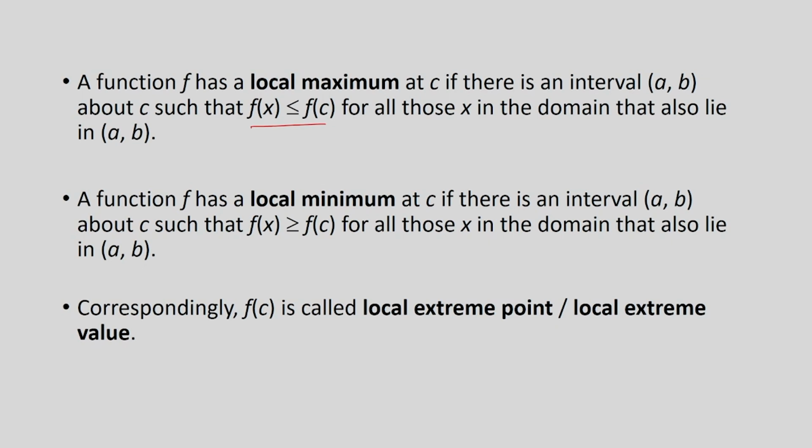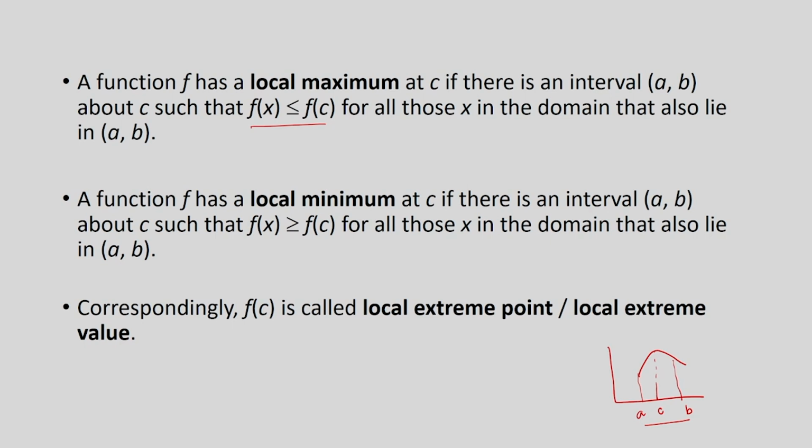So, this is what I am trying to talk about here. Suppose you have a maximum here. Now, this is a local maximum in the sense that if you take an interval here, a to b, then in this interval from a to b, the value of the function at C is always higher than the value of the function at any other value in this interval.